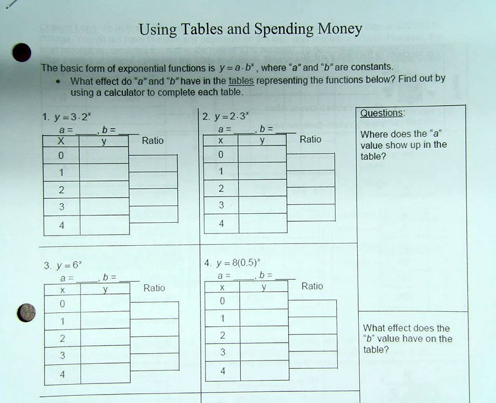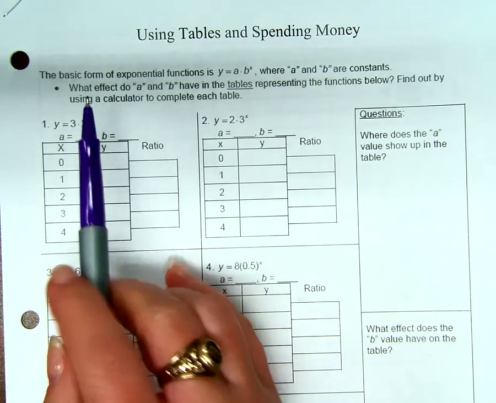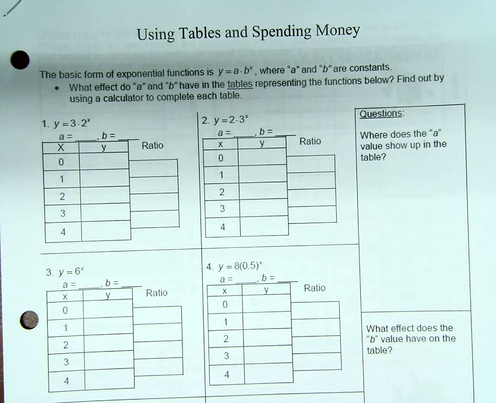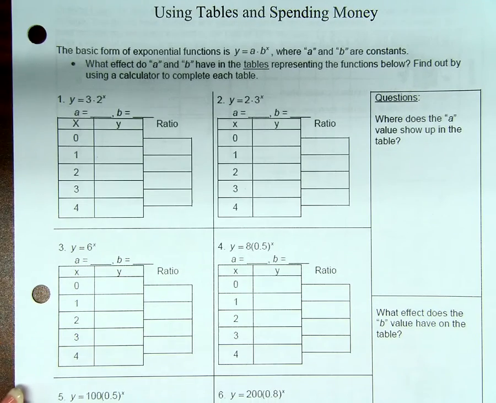The basic form of exponential functions is y equals a times b to the x, where a and b are constants. Does that look similar at all to what we did yesterday? The basic form, right? Okay. What effects do a and b have in the tables representing the functions below? Find out by using a calculator to complete each table.